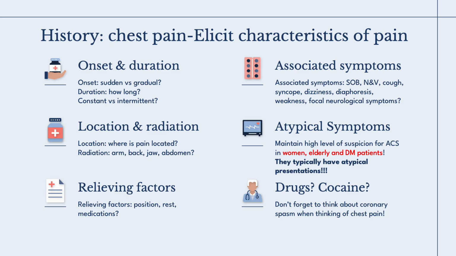Associated symptoms, so shortness of breath, nausea, vomiting, cough, syncope, dizziness, diaphoresis, weakness, any focal neurological symptoms, and then any atypical symptoms. So really important to maintain a really high suspicion for acute coronary syndrome if you have women presenting with chest pain, elderly, and those diabetic patients, because they typically will have atypical presentation. So they're not going to come in with the same typical, I've got chest pain, it's radiating to my arm and my jaw.